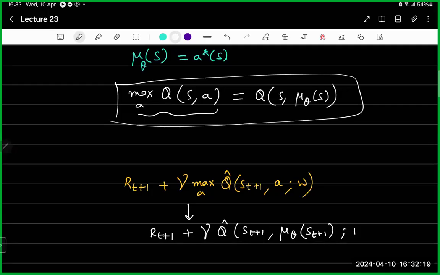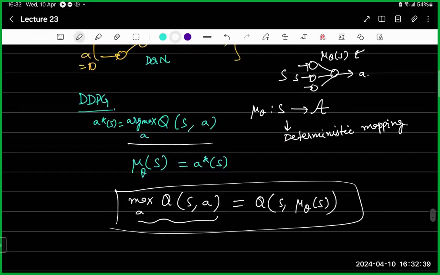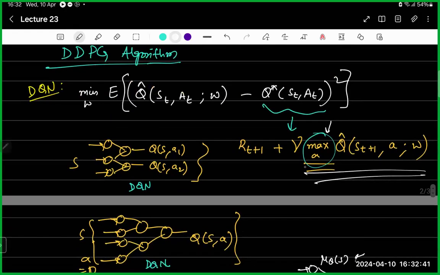Which is weighted by some parameters W. Like Q has the weights W, mu has the weights theta. So now I know how to compute this term. Then I can do the semi-gradient updates, right? What will be my updates? It will be the difference between this term versus this thing.